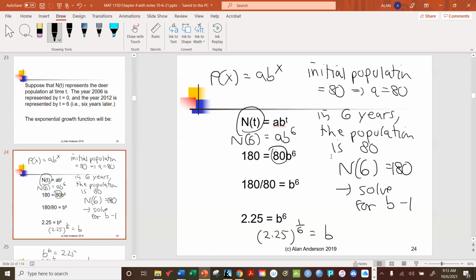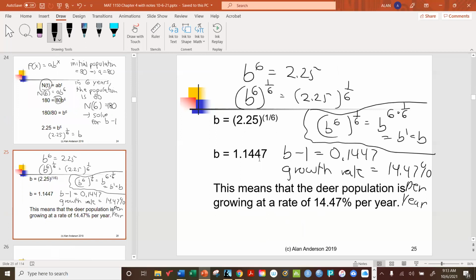And based on that assumption, we rewrote this function in terms of time. And so you can see that what we're essentially doing is taking the ratio of the new population over the old population. That is actually the growth rate after 6 years. So to find the correct value, we raise this to the 1/6 power. And then we subtract 1, and we end up with 0.1447 or 14.47% growth per year. So the deer are growing at roughly 14.47% per year.